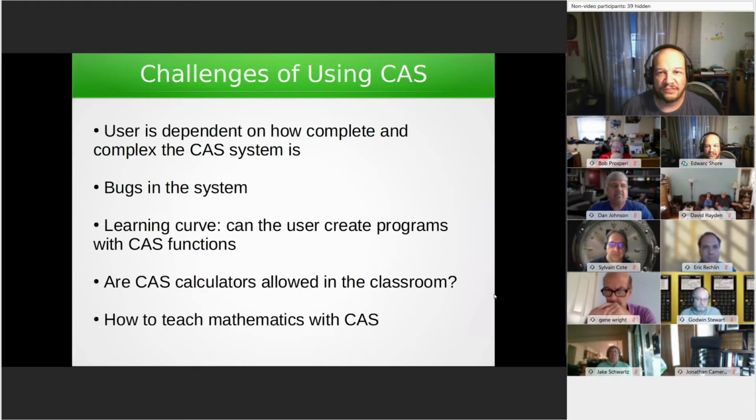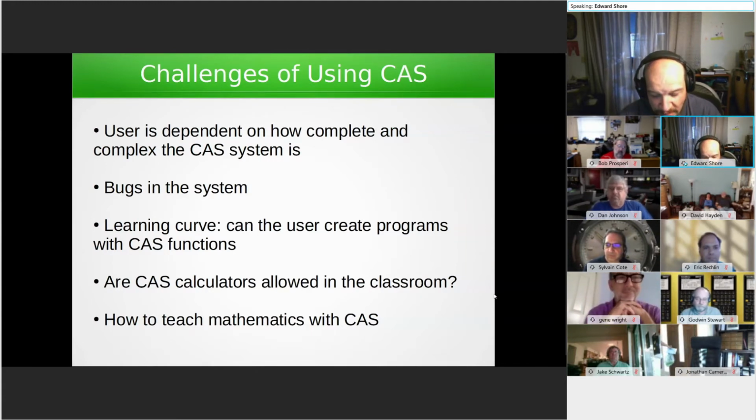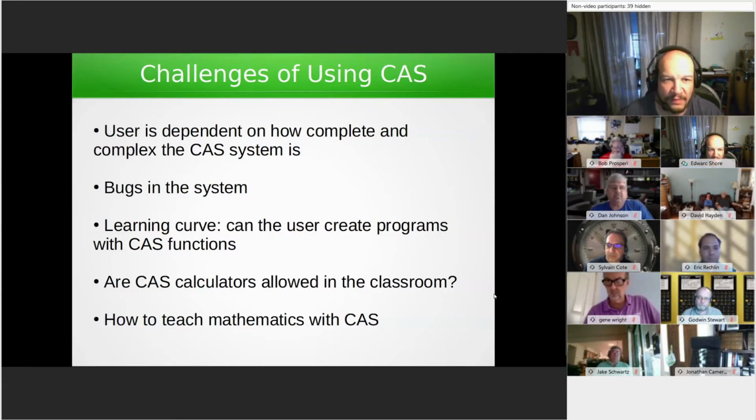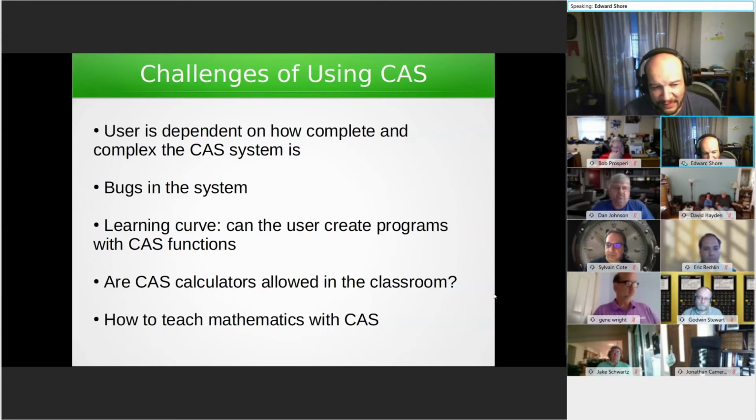There are challenges to using computer algebra systems. You are dependent on how complete and complex the CAS system is. There are also bugs. There could also be bugs in the computer algebra system. If you are a member, or if you search the Museum of HP Calculators, from time to time in the HP Prime section, people will bring up a couple of bugs in CAS related functions. There's also a learning curve.